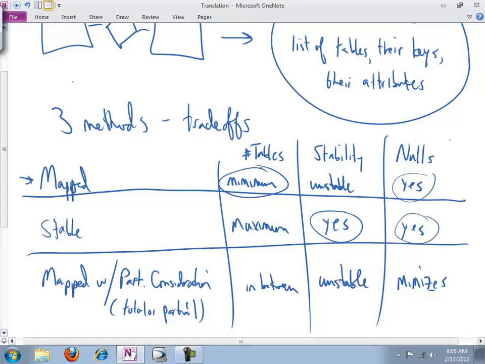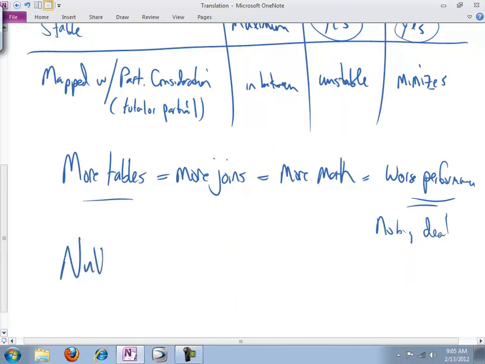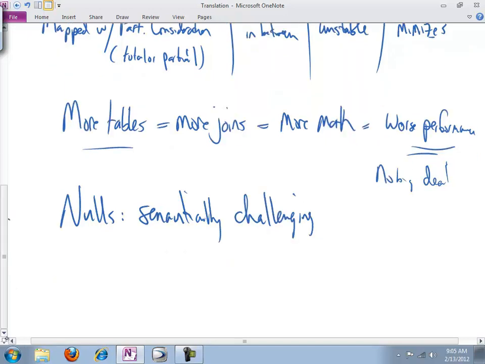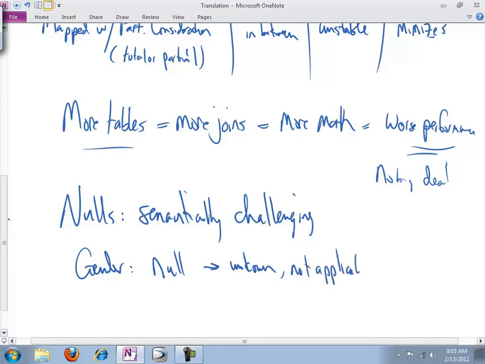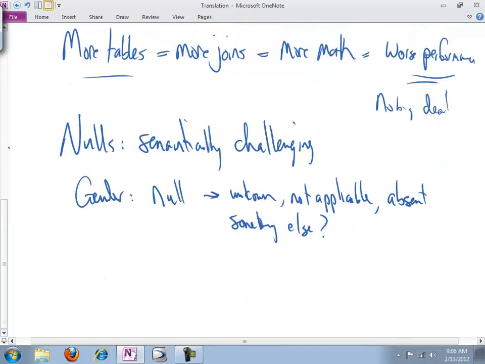Why are we unhappy about nulls? Well, first of all, they are semantically challenging. And this example sounds funny or facetious, but it's not really. If gender is null, that's semantically ambiguous. Does it mean unknown? Does it mean not applicable? Or does it mean absent? Or something else? Well, it's hard to say. Plus, nulls can impact performance slightly, and they just kind of proliferate if you don't design your table to avoid them in certain circumstances.